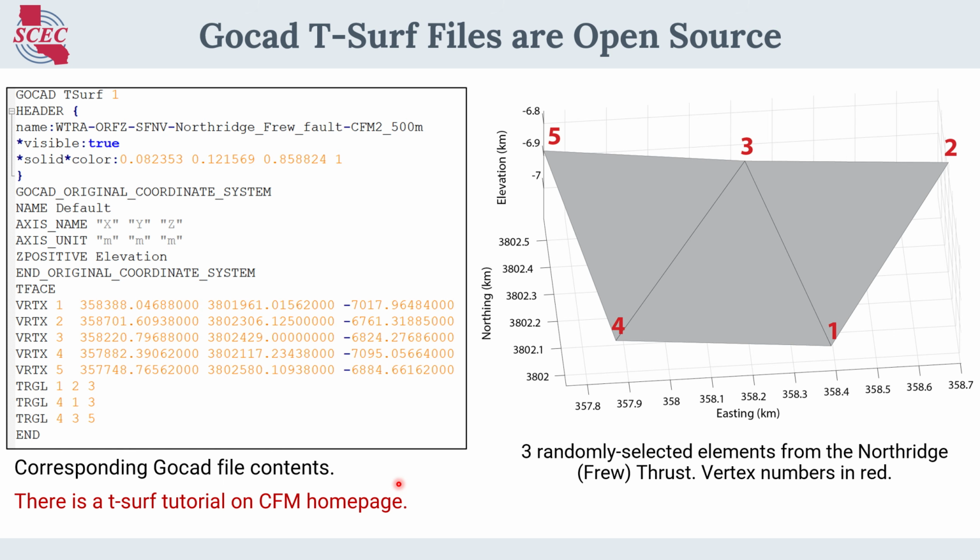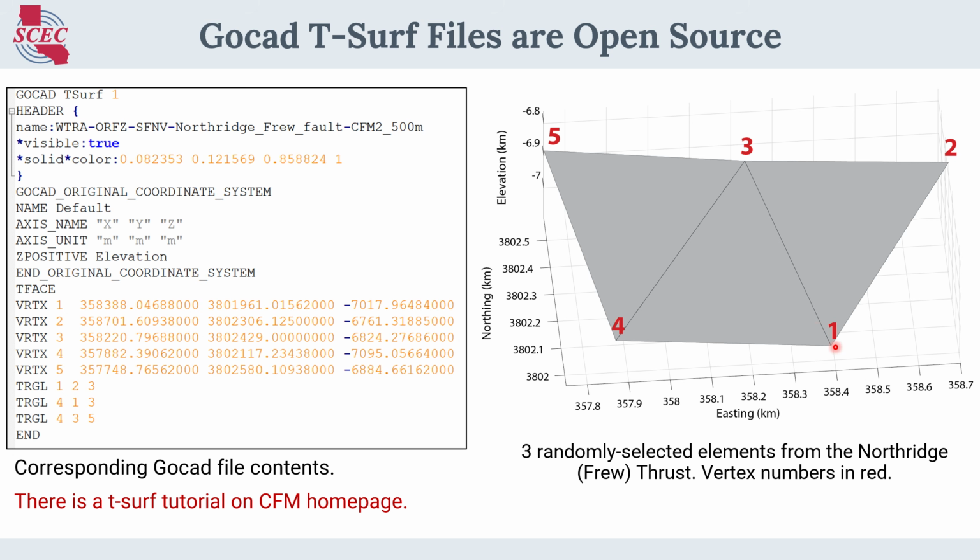Just to further emphasize that GoCAD files can be used by anyone, because the first thing that people hear when they hear GoCAD is their brain immediately says, I can't use that, I don't have GoCAD. Well, the GoCAD software is not free, but GoCAD files are open source, plain text ASCII files. They're straightforward to parse. So this is just 3 triangles from that Northridge thrust that I showed on the last slide.